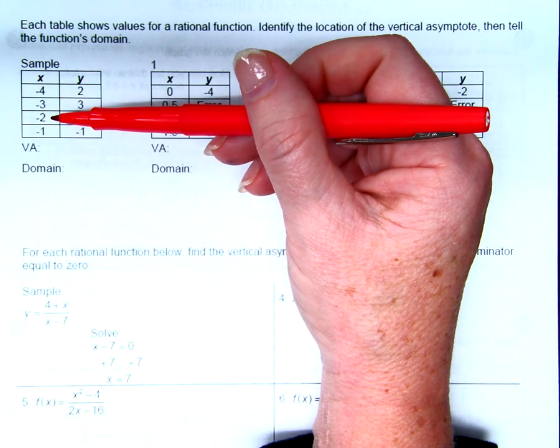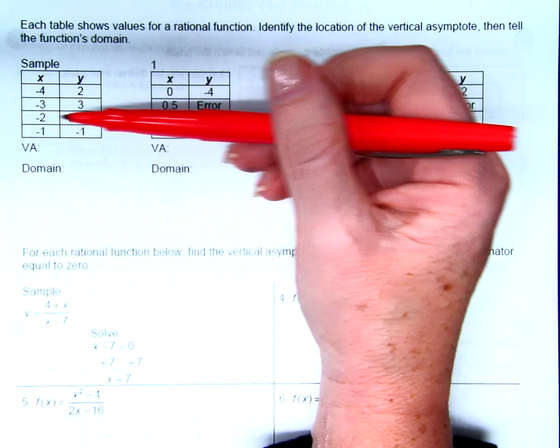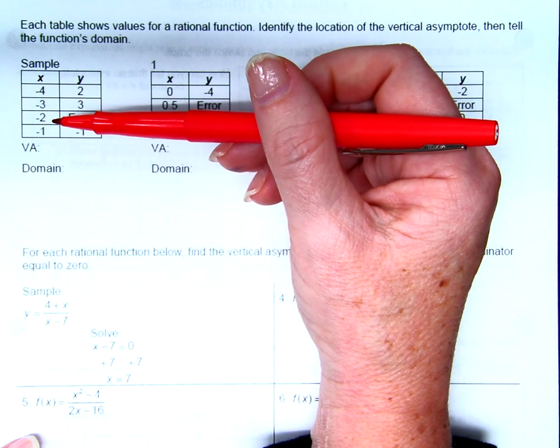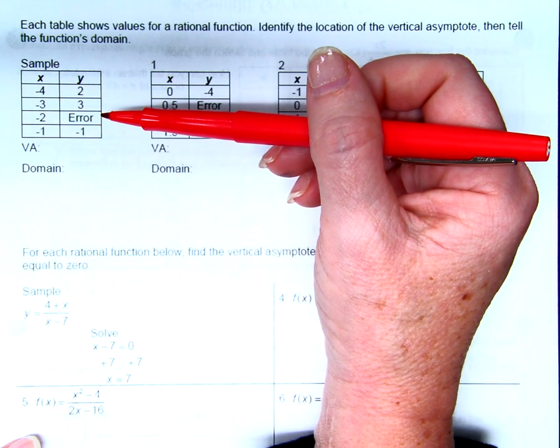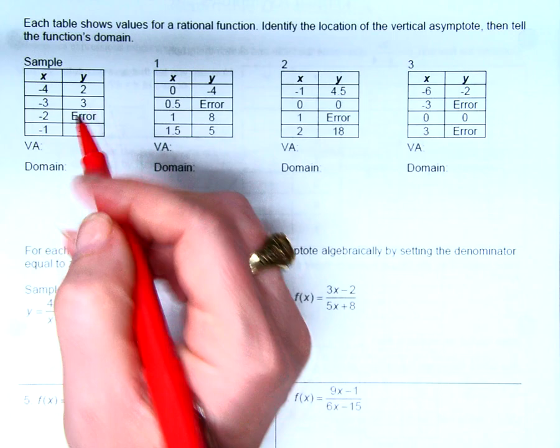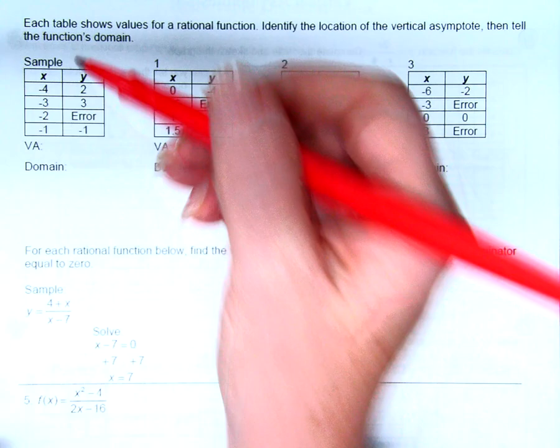This x value is providing an undefined, which means if I put this into the problem, what am I getting in the denominator? 0. Okay? So this right here tells me where my vertical asymptote is. Where do you think my vertical asymptote is? Any guesses? -2? Okay, I totally agree with that. That's where my vertical asymptote is.